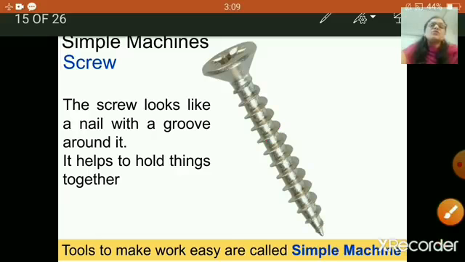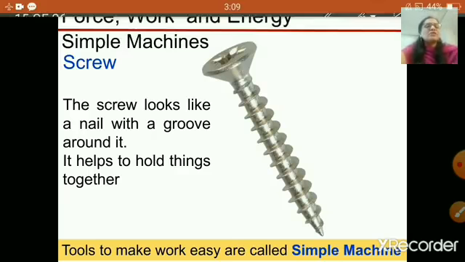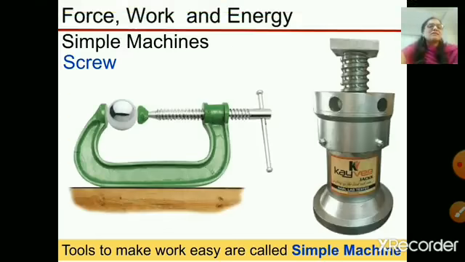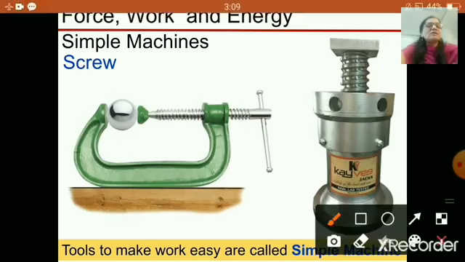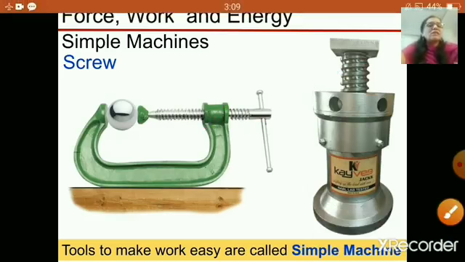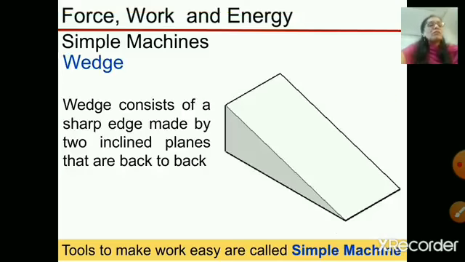And this also is used in many places, right? In your table, on your chair, on your pencil box, everywhere, small screws you will see are used. See here, this is also a screw, a bigger one, right? So this is how the screw is used. It is a simple machine, and it looks like a nail, but it has grooves around it. Right, children? Okay.